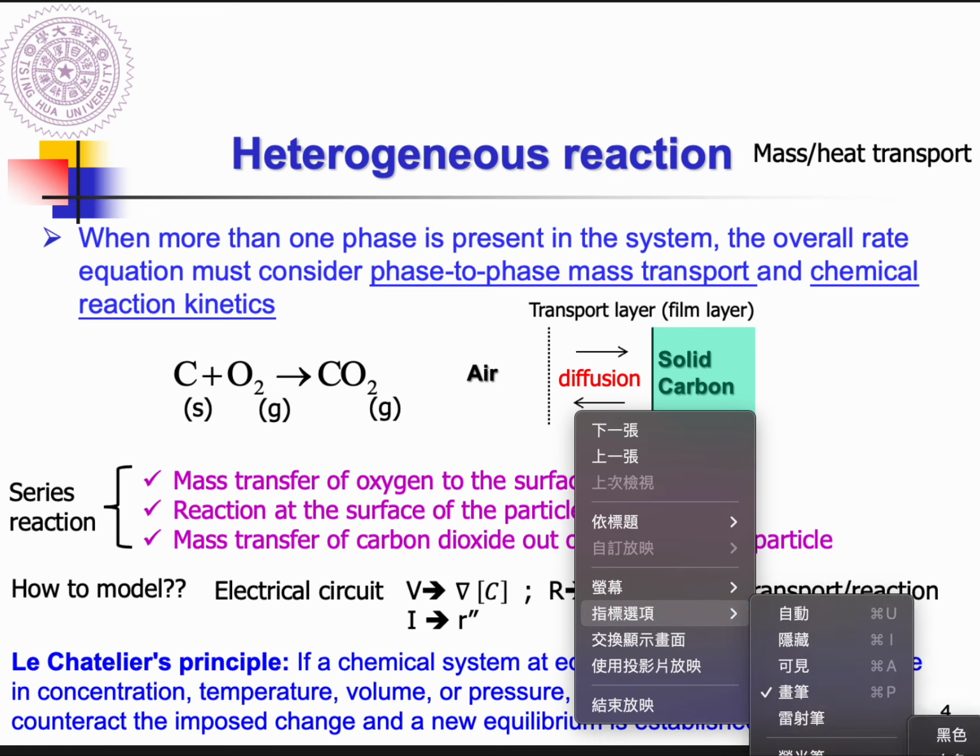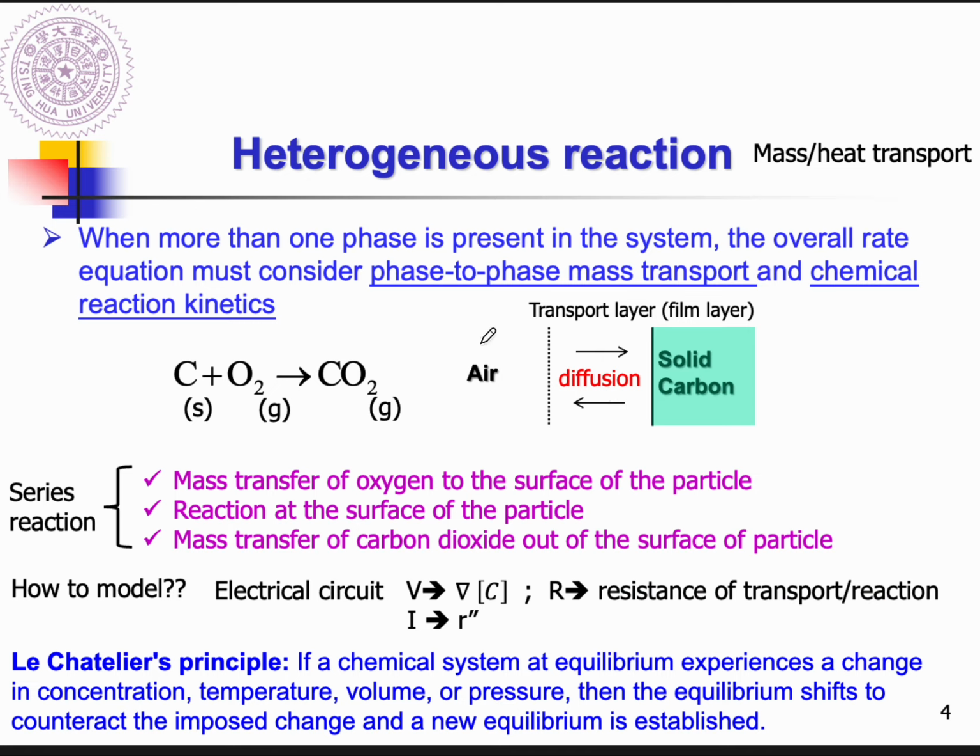So, okay. The oxygen concentration will remain constant in the gas phase. And as we mentioned, there is a film layer in between the 2 phases, and this film layer or transport layer will serve as a diffusion layer. For example, the oxygen needs to diffuse through this transport layer to arrive at the surface of the solid carbon and start the reaction.